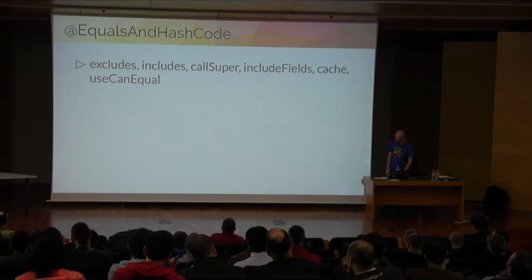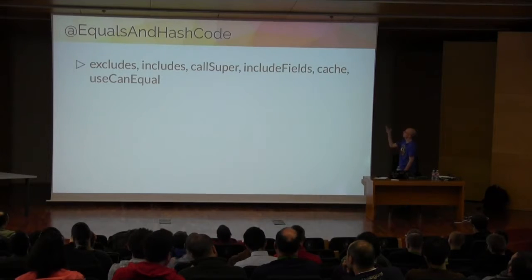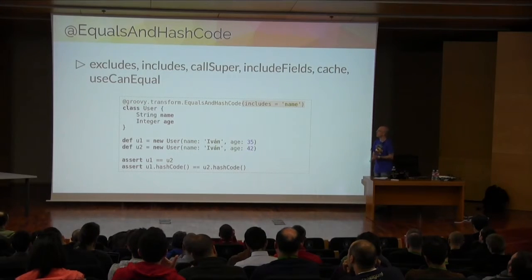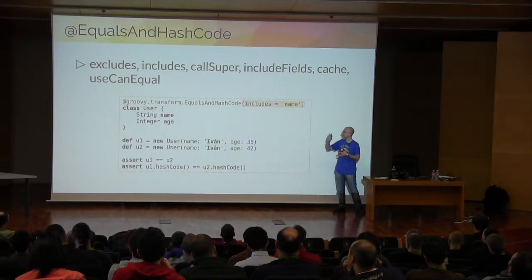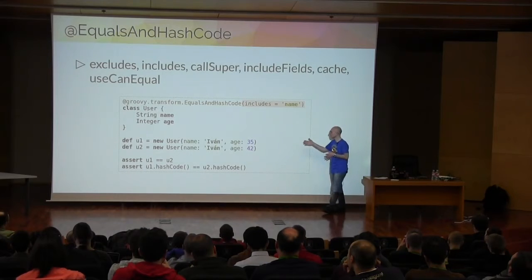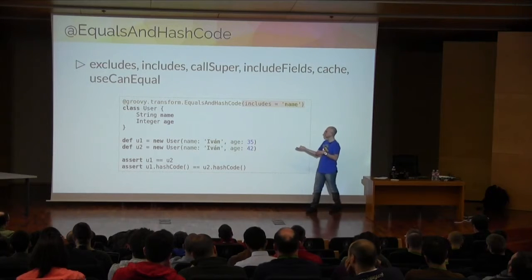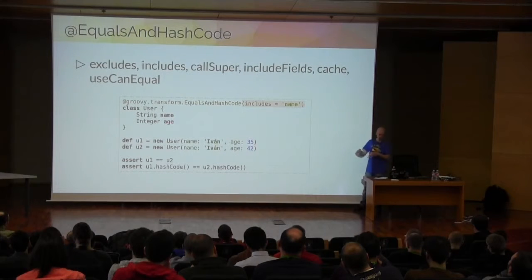And you can also customize this annotation, excluding fields, calling the super, and so on. For example, we can include only the name property. So if we create two instances with the same name but different ages, they are going to be equal and have the same implementation for the hashCode, because we are only taking care of the name attribute.